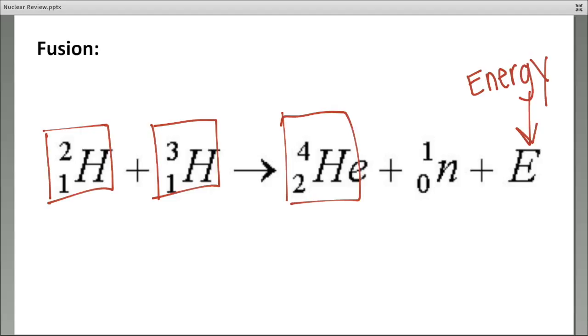The other one was like a decomposition reaction. This would be like a, I don't remember what the chemistry word actually is, where you're putting two things together. But you can see that you've got two reactants and then the one product. So that would be a fusion reaction.